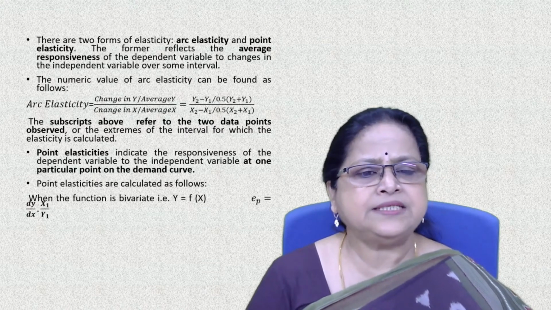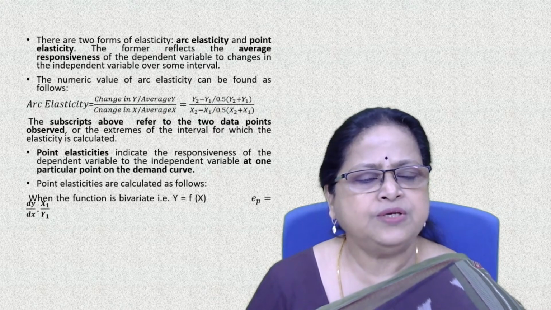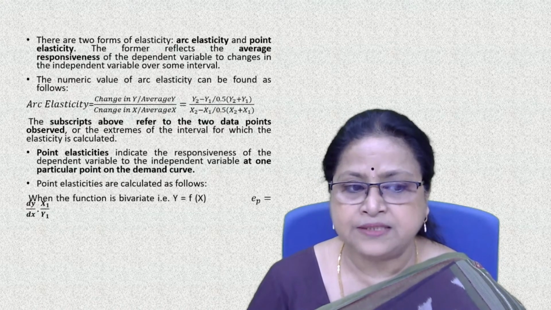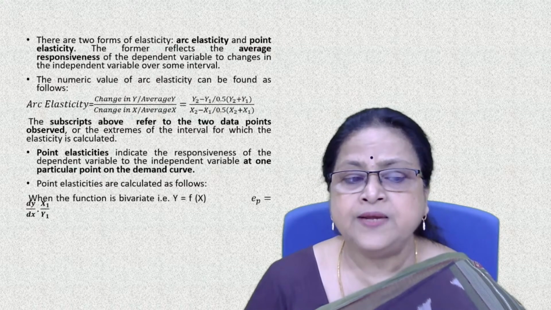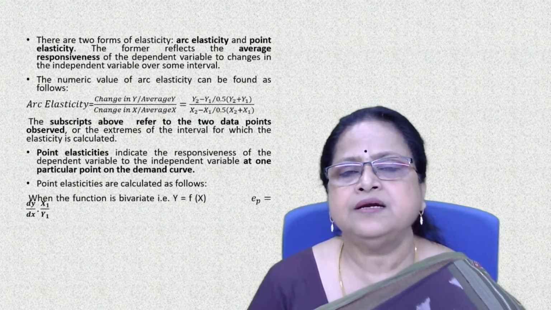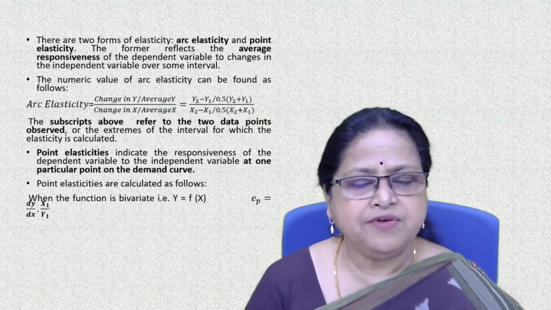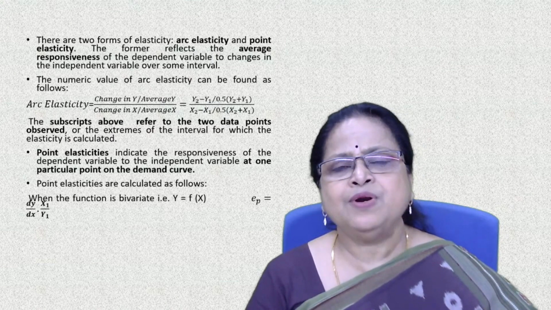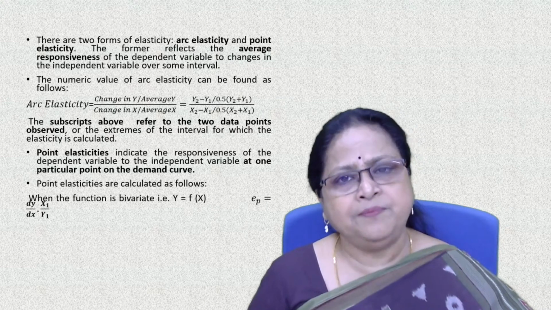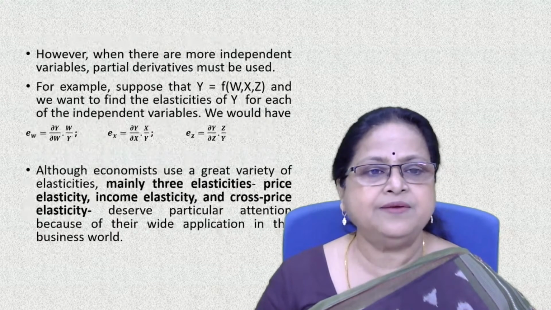In case of point elasticity, we take the formula small e p is equal to the first order derivative, dy by dx, derivative of y with respect to x, multiplied by original value of x divided by original value of y. Or we can say the first order derivative of y with respect to x multiplied by the ratio of the original value of the independent variable and the dependent variable.